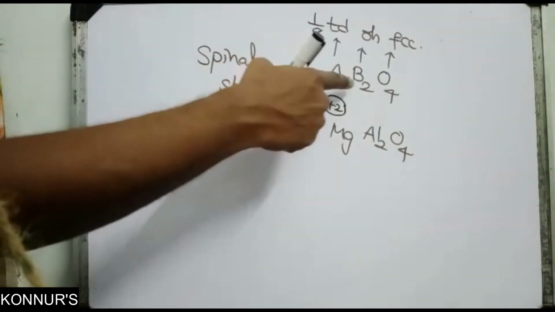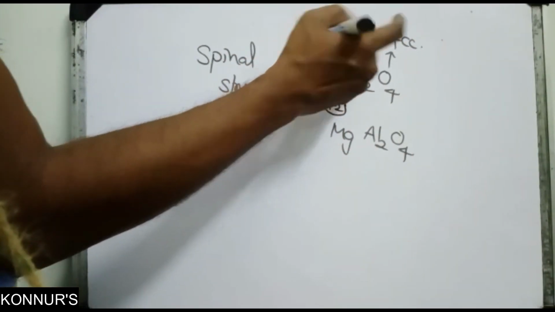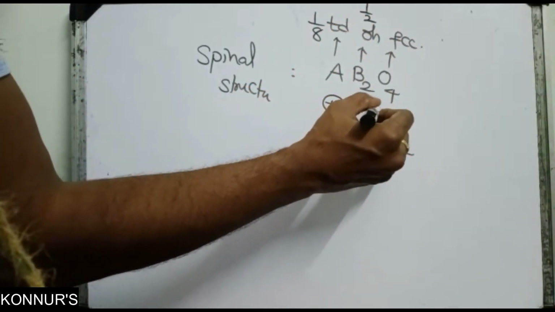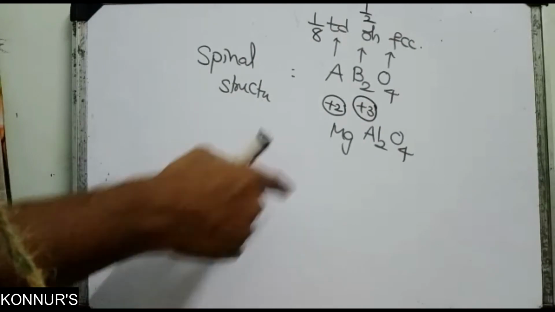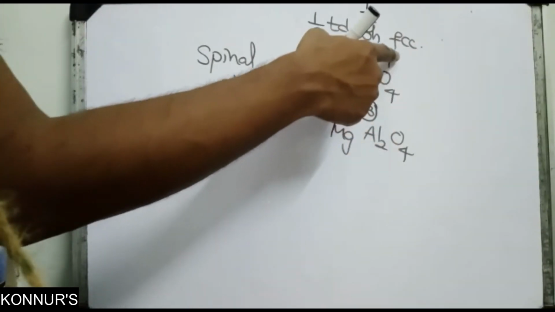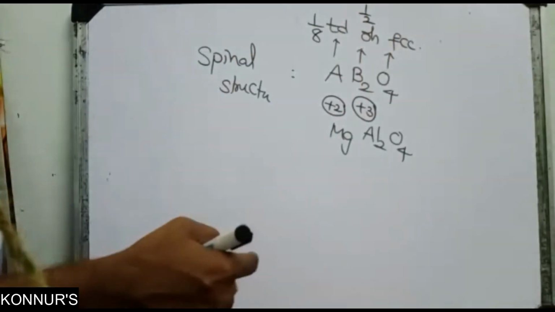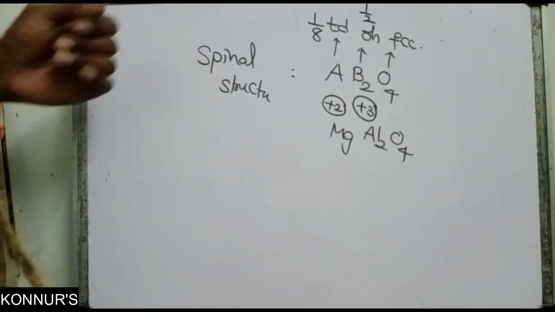Next, here B has two members. Octahedral voids are 4, so half of the octahedral voids are occupied by the plus 3 oxidation state. Next, oxygen atoms are occupying FCC, which means face centers and corner points. They will ask the location also.